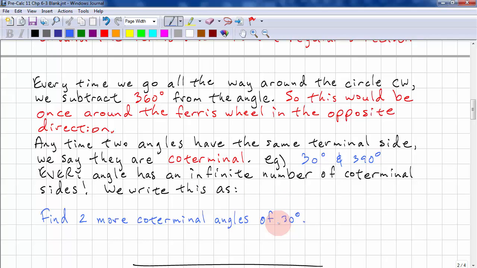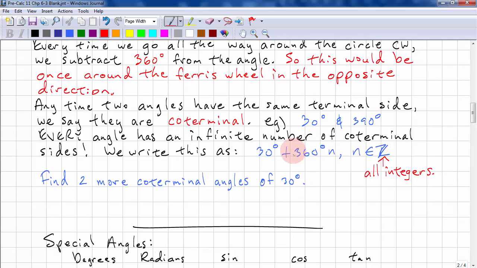And we can write this down as a simple formula. We always put the principal angle first, plus 360 degrees times n, with n being the set of integers. And it's customary to use the principal angle, because if we use 390 degrees, it's just a little awkward. We don't know what quadrant that's in without doing a little bit of math.